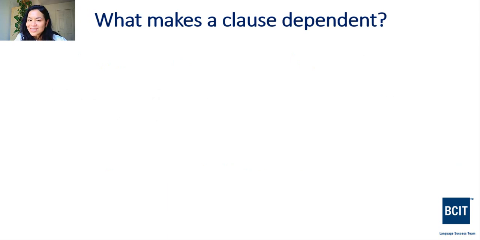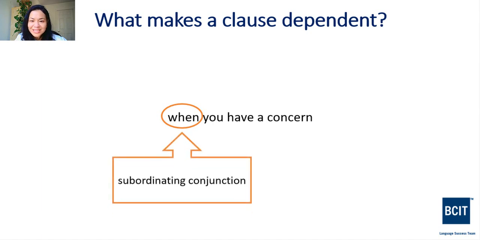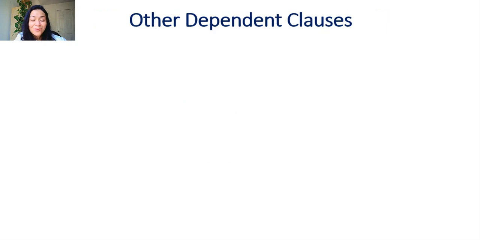A dependent clause cannot stand alone because it begins with certain words. For example, when you have a concern, the "when" makes "you have a concern" into a dependent clause. These words are called subordinating conjunctions. In fact, dependent clauses are also known as subordinate clauses because they start with a subordinating conjunction. What are some other examples of dependent clauses? Well, that depends on what kind of extra information you want to provide.